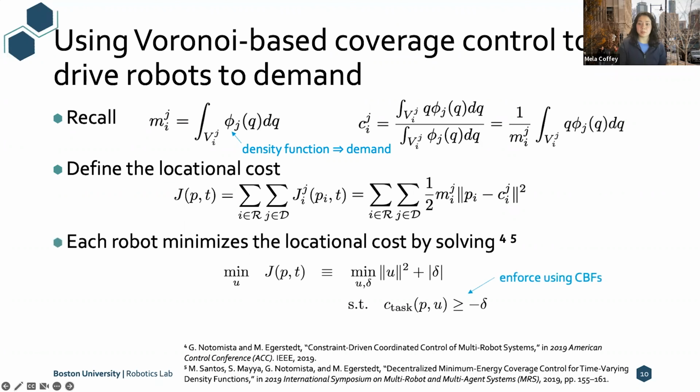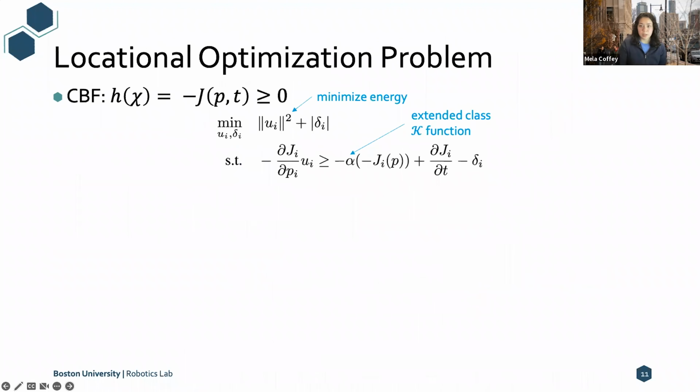Then each robot computes its control input by solving this minimization problem at each point in time. And it was shown in these papers at the bottom that minimizing the cost is actually equivalent to minimizing the energy subject to some execution task. They propose to enforce this constraint using control barrier functions. So we can take the control barrier function to be the negative of the cost so that the CBF constraint essentially drives the cost to zero.